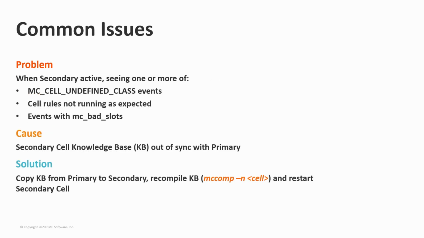After the secondary TSIM has become active, if you see such things as events of class MC cell undefined class, custom rules not running as expected, or events with MC bad slots rather than slot name, then this indicates that the cell knowledge base on the secondary is not in sync with the primary. The cell KB is not automatically replicated between the TSIM servers. Any changes to the primary cell KB, such as for class definitions or rules, will also need to be made to the secondary cell KB.